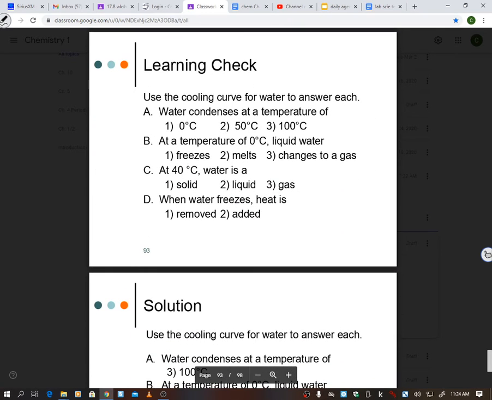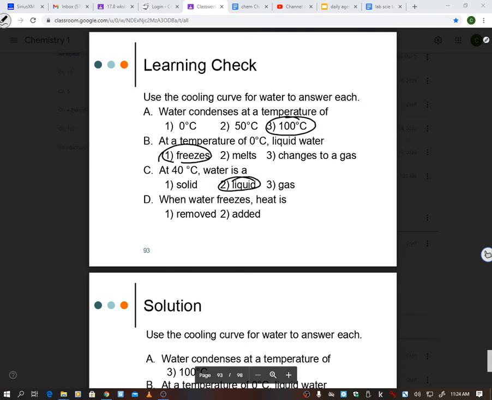So the learning check, when I'm looking at it: water condenses at a temperature of... Now remember, condensation is when it goes from gas to liquid. When it does that is at 100 degrees Celsius. At a temperature of 0 degrees Celsius, liquid water is going to, at 0, we're assuming it's going to freeze. At 40 degrees Celsius, water is a liquid, right? Anywhere between 0 and 100, the 1 to 99, that's going to be liquid water.